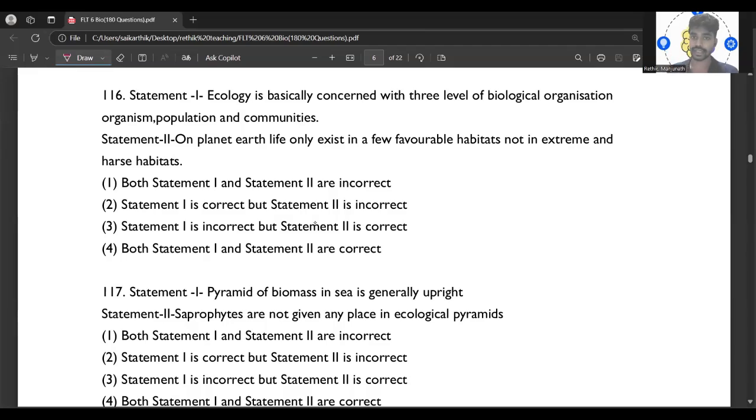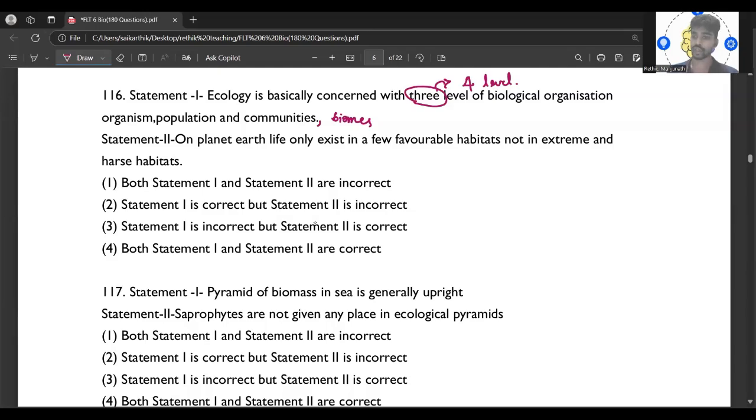It is basically concerned about not three levels of biological organization, rather it is four levels. So one is organism, which is correct, then the population, then the communities, which is correct, and another one will be the biomass, biome or biomes. And statement two, on this planet Earth, life only exists in few favorable habitats.